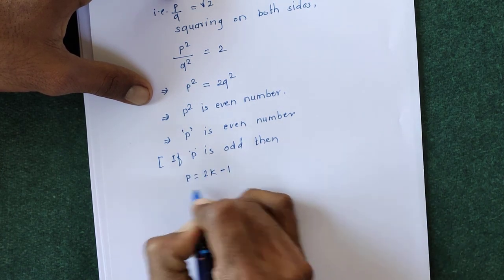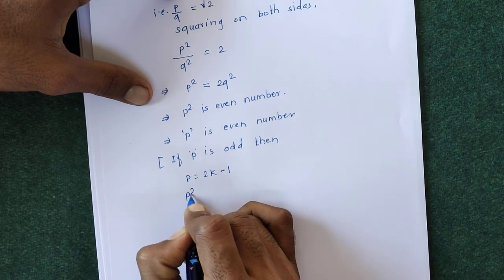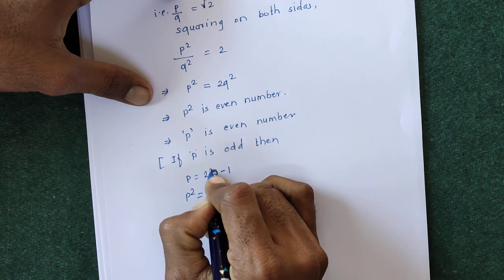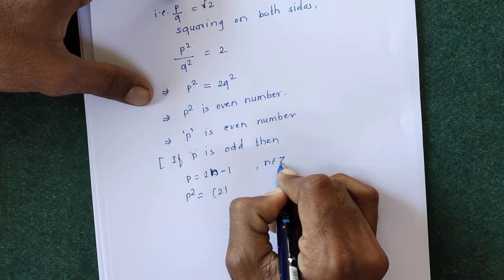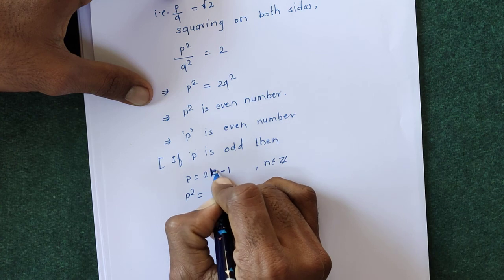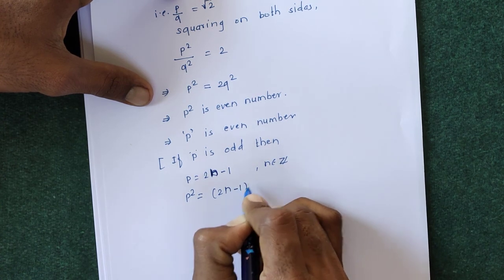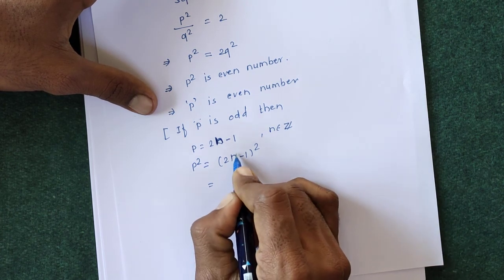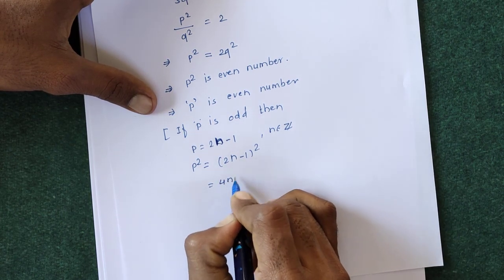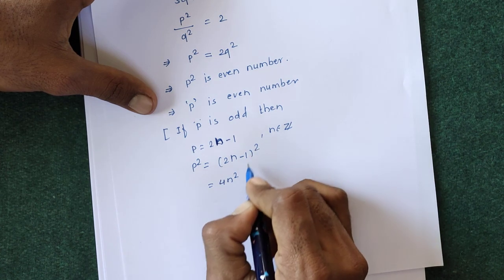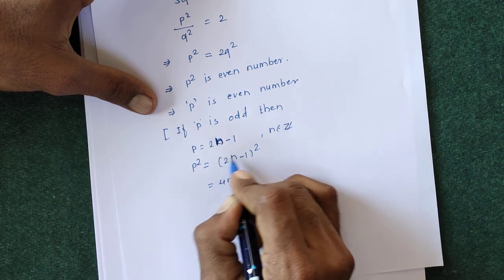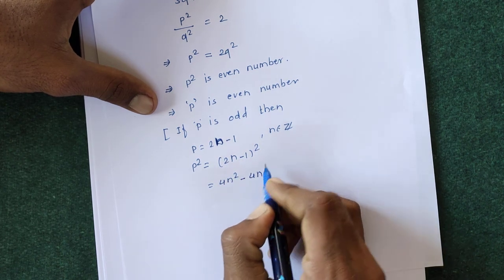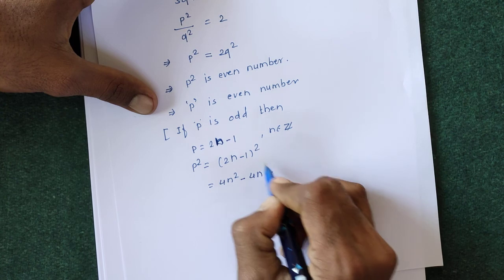So if p is of this form 2k minus 1, then p square is again of the form square of this 2k. Instead of 2k, use notation n. This n belongs to set of integers. P is of the form 2n minus 1, then (2n minus 1) square, using the result (a minus b) square, we get a square, that is (2n) square is 4n square, minus 2 times ab, that is 2 into 2n, that is 4n, plus this 1 square is 1.